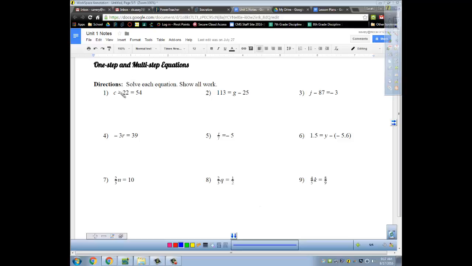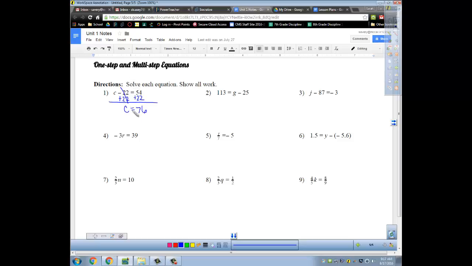So if we look at number 1, I want to get the c by itself, so I need to get rid of this minus 22. So the opposite of minus 22 is to add 22. And we're going to do that to both sides, because everything you do to one side of an equation, you have to do to the other so that both sides are always equal. So this is going to cancel out. We're left with c equals 76.